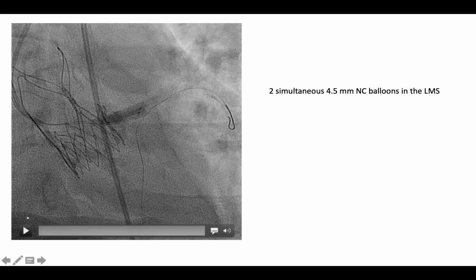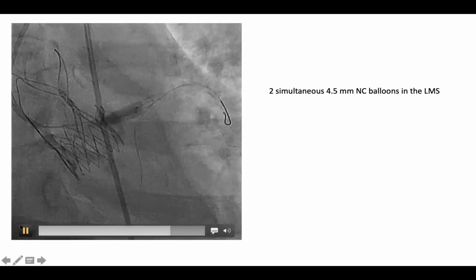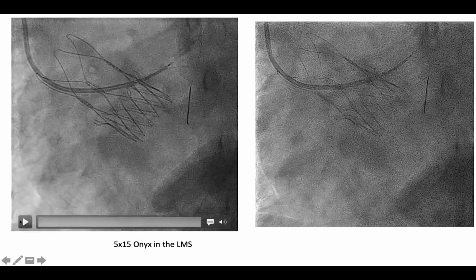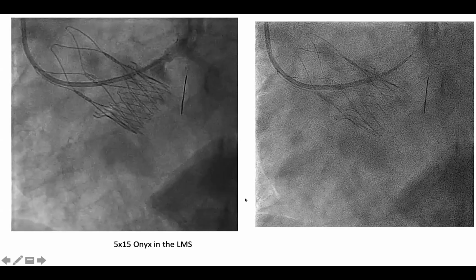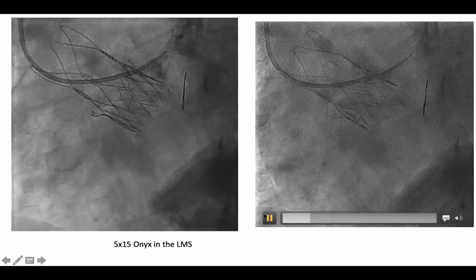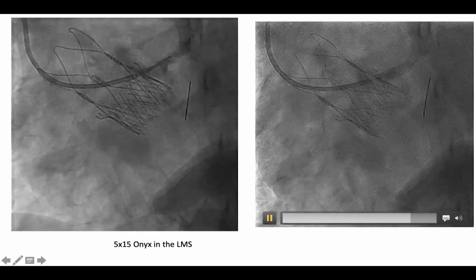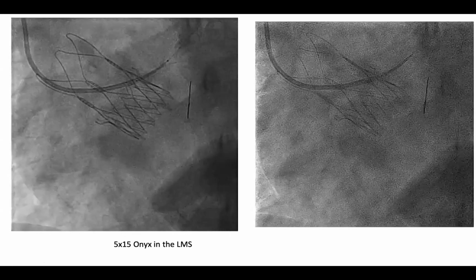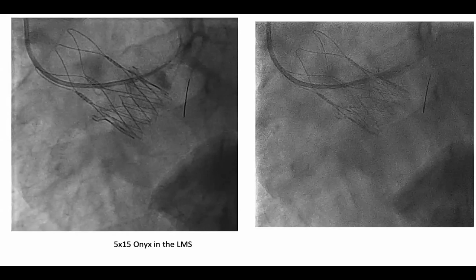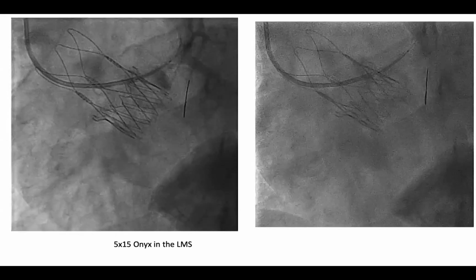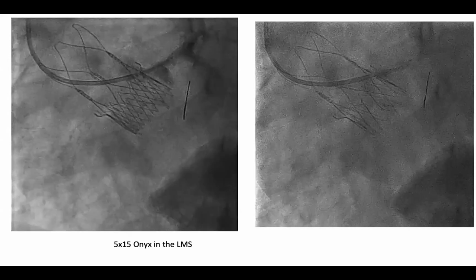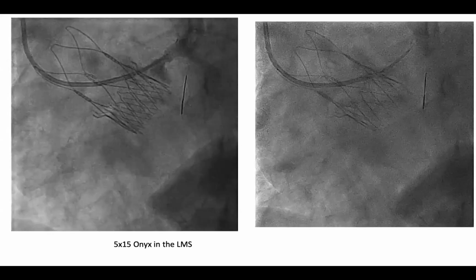So this is just a little frame which shows that expansion. And in the next, Jawad. Yes. So with two 4.5 millimeter balloons, what area are you expecting to achieve? We are expecting to achieve an area of around 19 to 20 millimeters square MLA, which was the area of the normal left main. And what stent would you put in that area then?